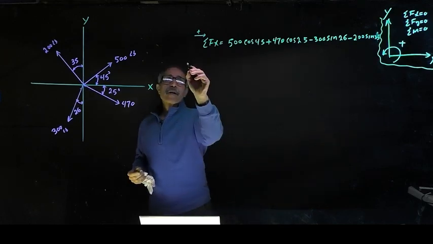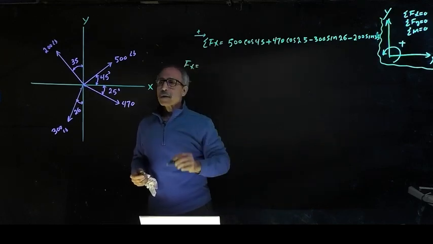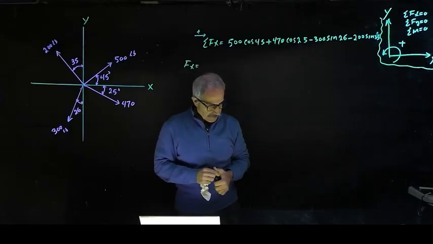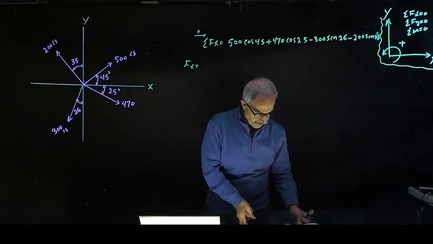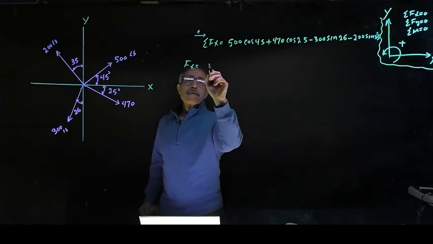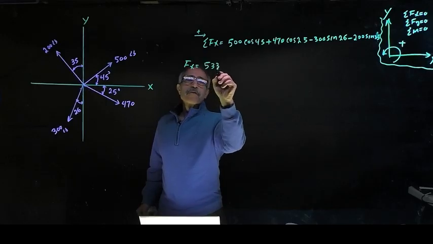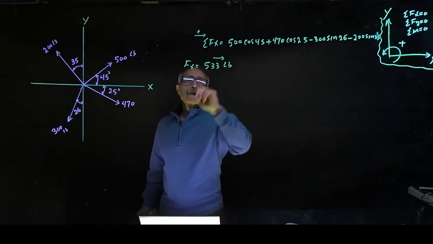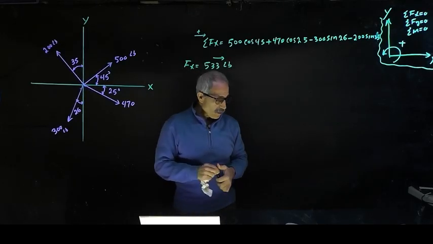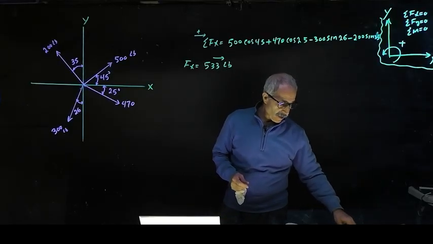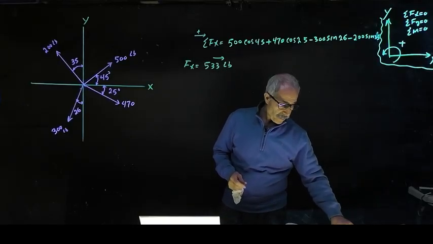So our F of x comes out to be almost 533 pounds, and it's going to the right. That's the direction. Let's do the same thing in the y direction.